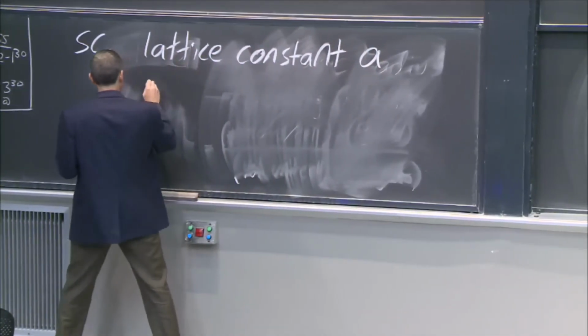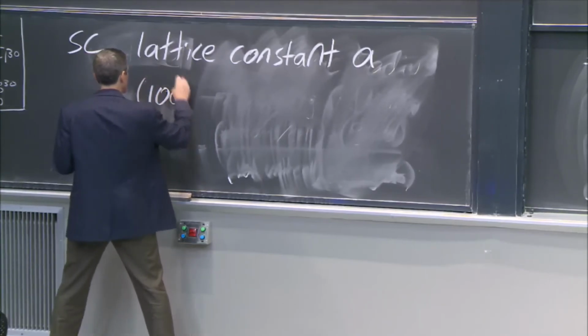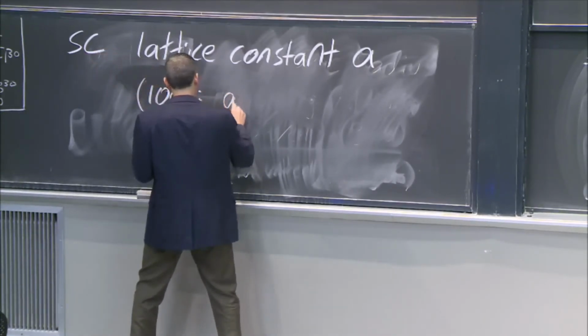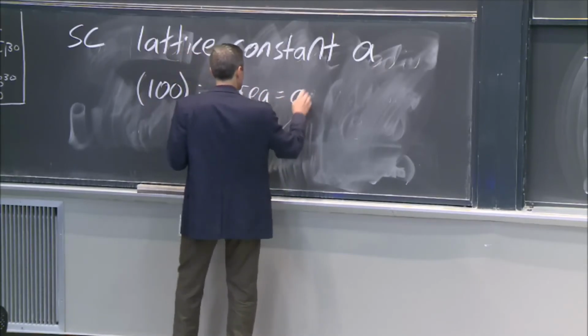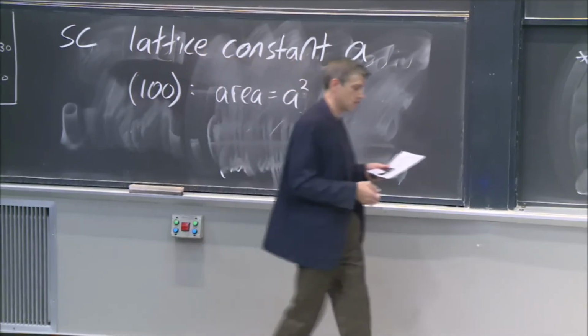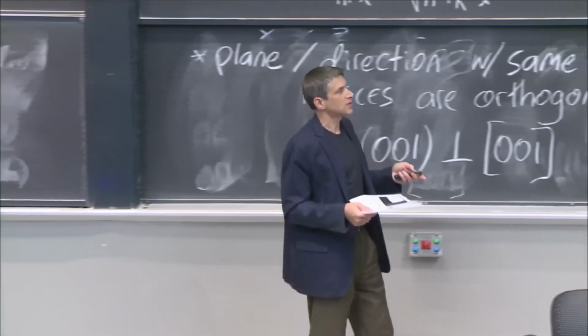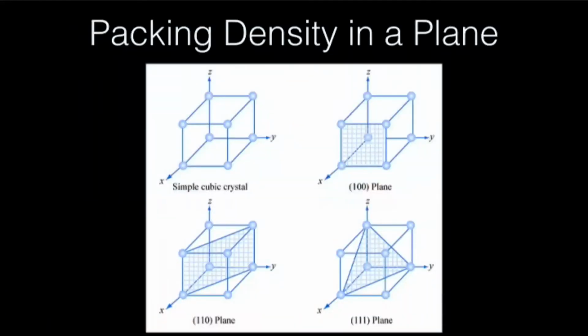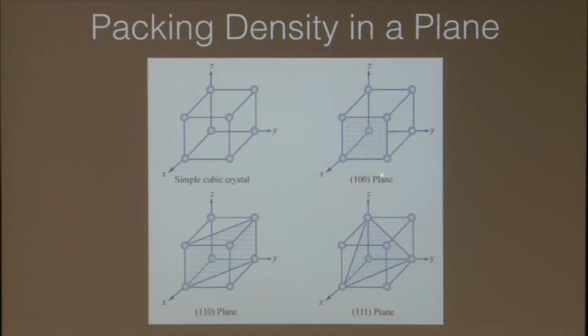Then, if we look at the 100 plane, the area is A squared. The area of that plane is A squared. But the question is, how many atoms are in that A squared? Well, you do the same thing that we did before. I'm looking at a plane here, and I'm trying to figure out how many atoms are in this. Well, this is being shared in this whole big plane that goes on and on. It's being shared by 4 other squares, right? And so there's a fourth of each atom in there. So there's 1 atom effectively in that plane.